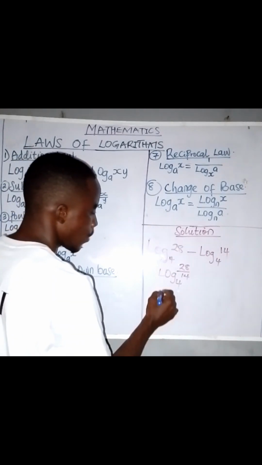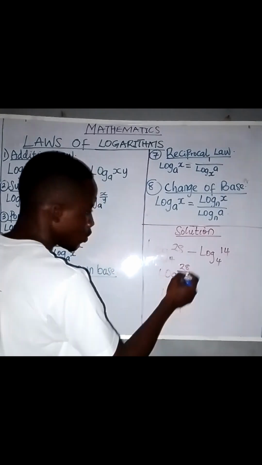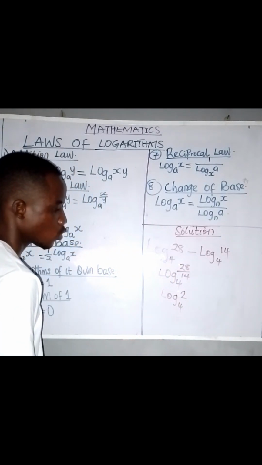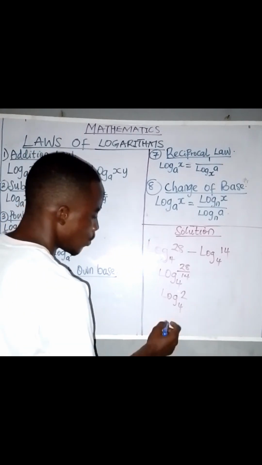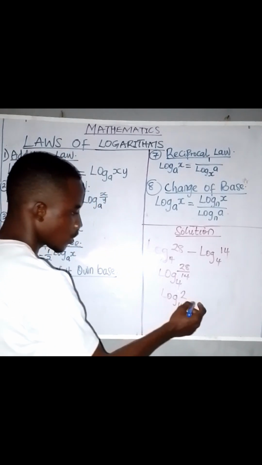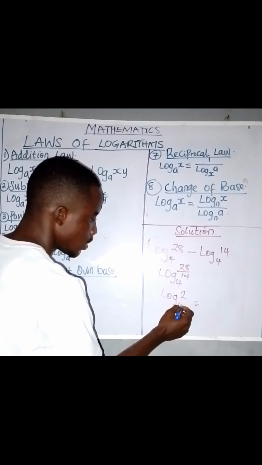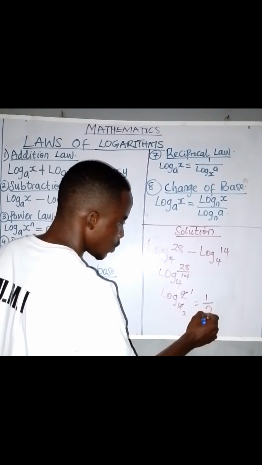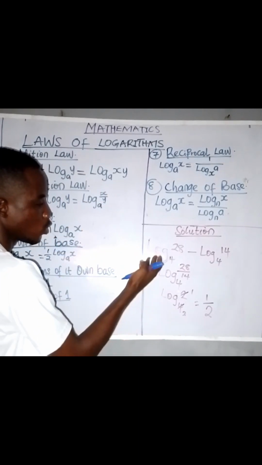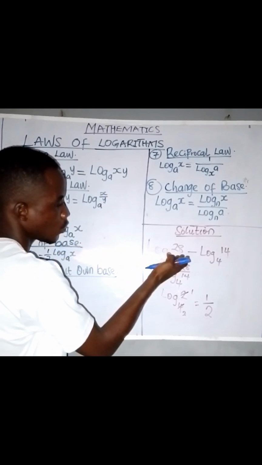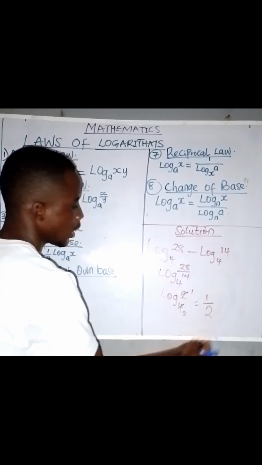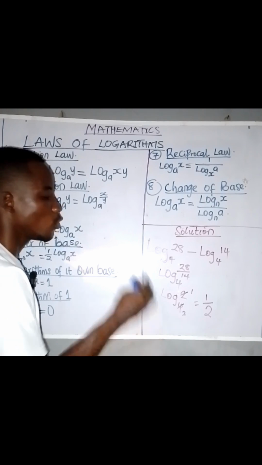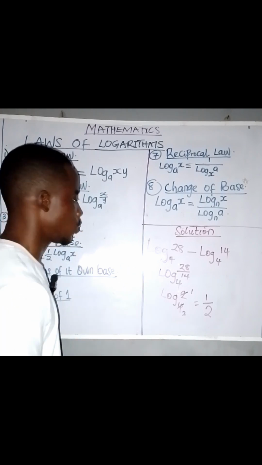So it now becomes log 4 of 28 divided by 14, which gives me 2. Log 4 of 2. Now I'm reducing this: 2 over 4 is 1 over 2. So my answer equals 1 over 2. So log 4 of 28 minus log 4 of 14 is equal to 1 over 2. When you're subtracting logs of the same base, you divide the numbers. Thank you very much.